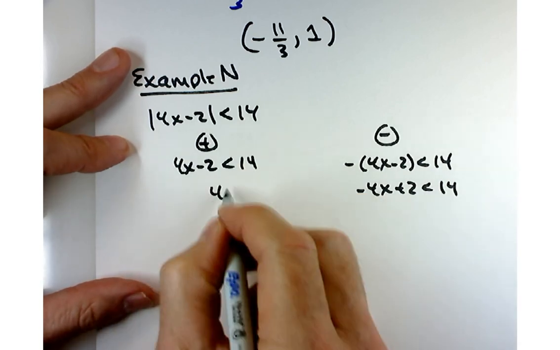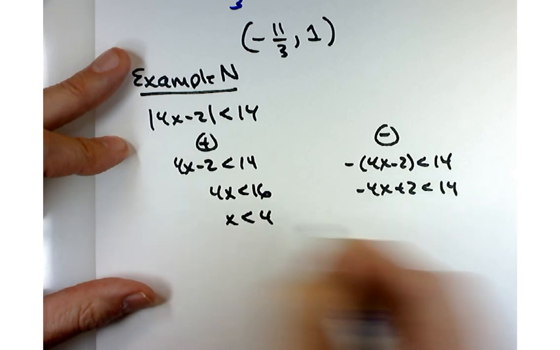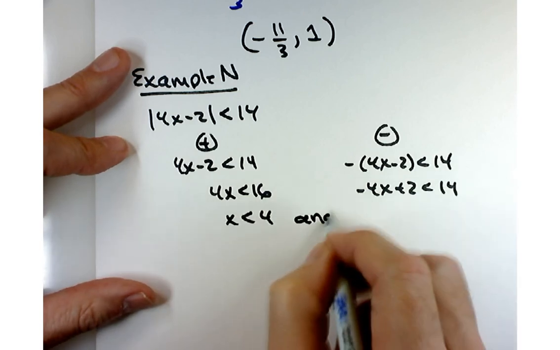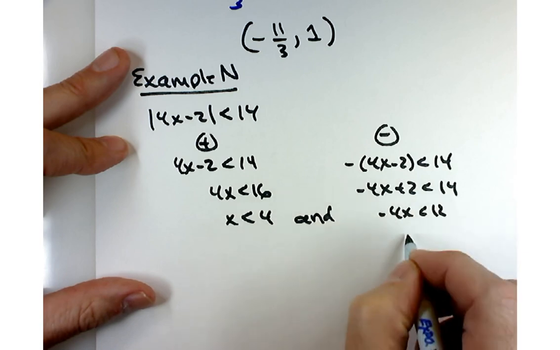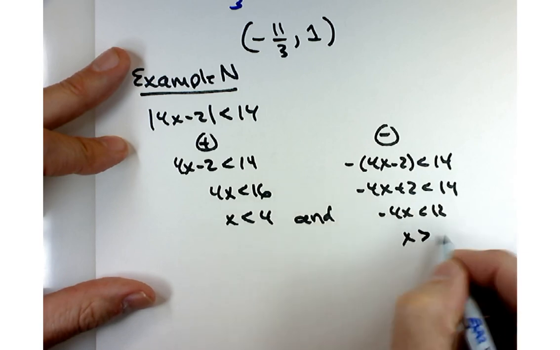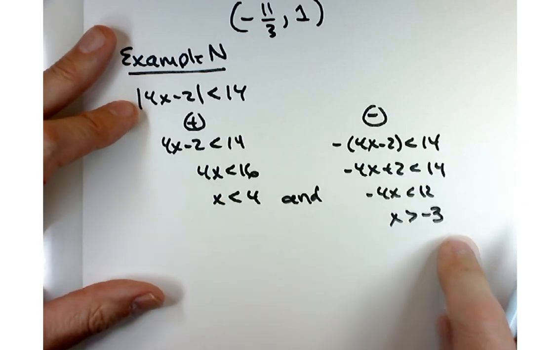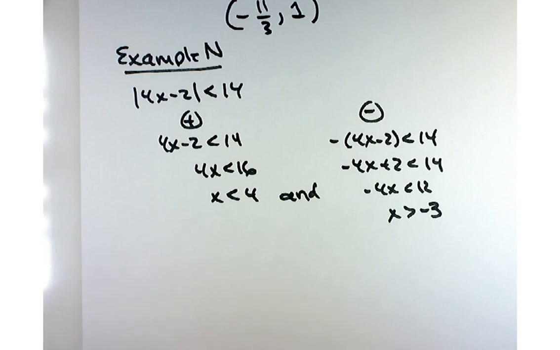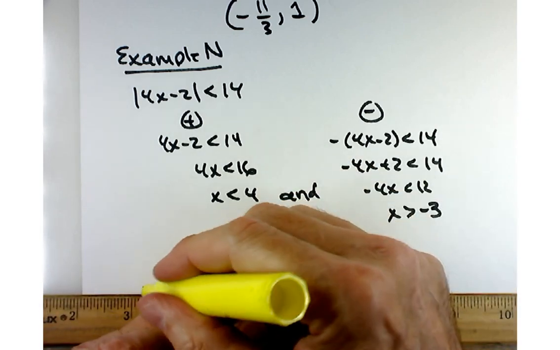Over here, I'll add 2 to both sides, and then divide by 4. And over here, I'll subtract 2, negative 4x is less than 12. Divided by negative 4 gives me x is greater than negative 3. So it's this and this. So you're looking for the intersection. So let's see if we can find that.